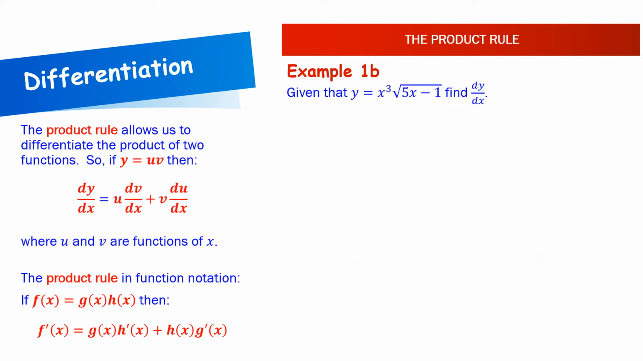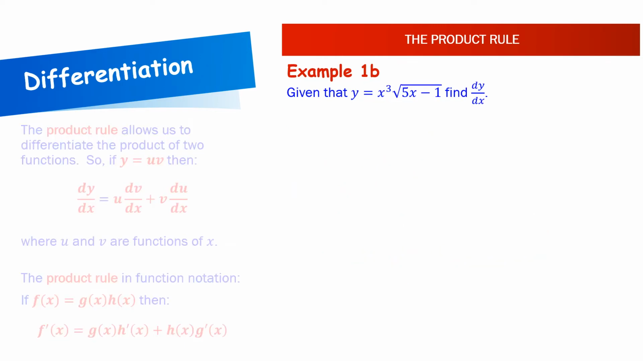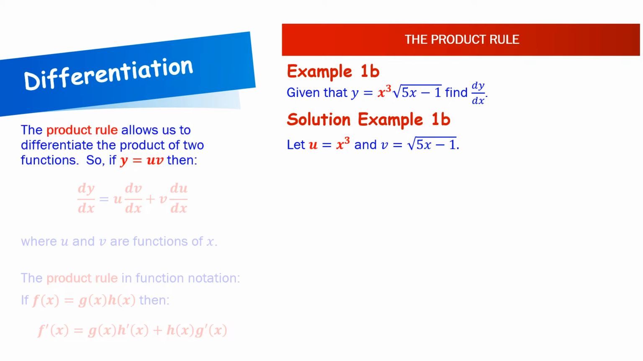Now let's take a look at part B. Given that y equals x cubed times root 5x minus 1, find dy dx. So let's solve this. We're going to begin by letting u equal x cubed and v equal root 5x minus 1. This will allow us to apply the product rule to y equals uv.